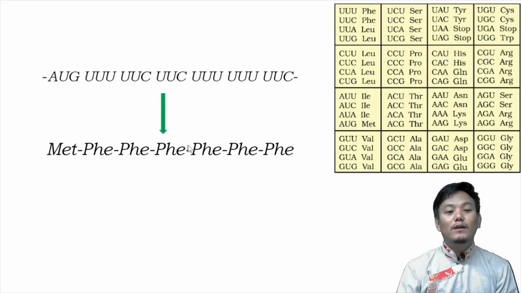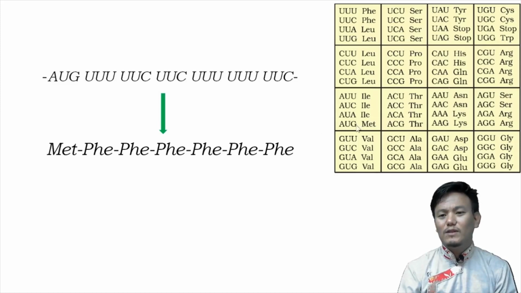But can we do the reverse? Just by looking at the sequence of amino acids, can we accurately predict the sequence of codons? We cannot. Maybe for methionine, yes, because there is only AUG for methionine. But for phenylalanine, we have got two possible codons. Either it can be UUU or it can be UUC. So therefore, we cannot be sure which codon will come over here.